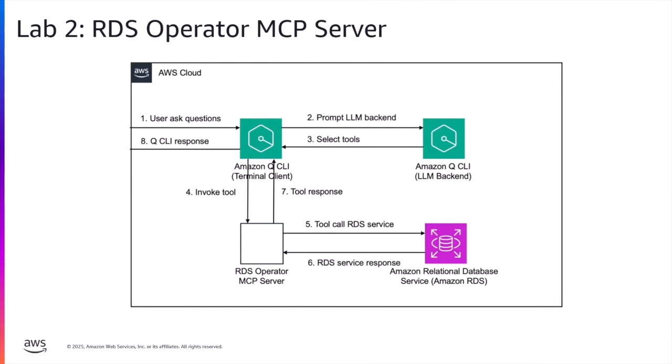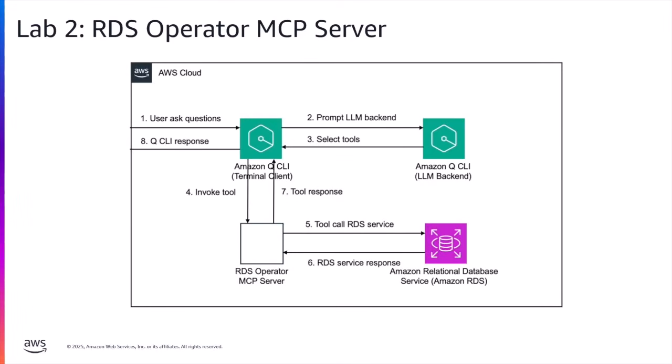Hi, I'm Ramesh Chidirala, a solutions architect working at AWS, and I'll be walking through Lab 2 of this workshop, where we will be building an RDS operator MCP server. This MCP server enables users to interact with Amazon Relational Database Service. This would allow Amazon Q CLI to query and manage RDS instances using natural language commands. For instance, you will be able to list all RDS instances in a region or retrieve data from the tables by simply asking questions in plain English.